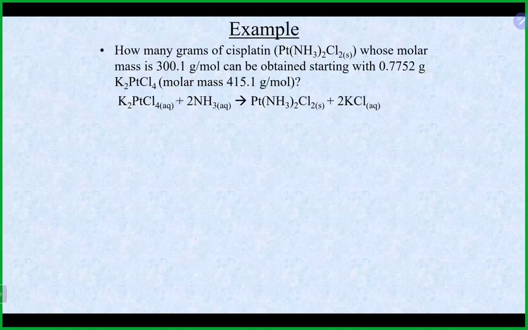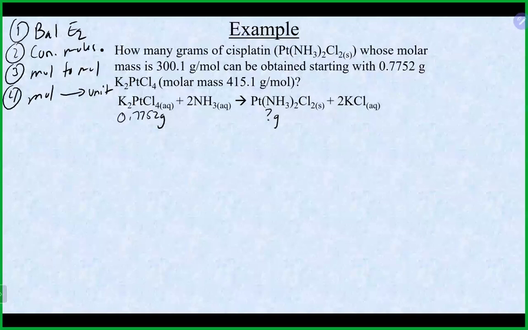All right, give that one a go there. How many grams of cisplatin, whose molar mass is 300.1 grams per mole, can be obtained by starting with 0.7752 of K2PtCl4, molar mass from the periodic table, 415.1. So they were nice enough to give you the molar mass without you having to go to the periodic table. So let's take a look.